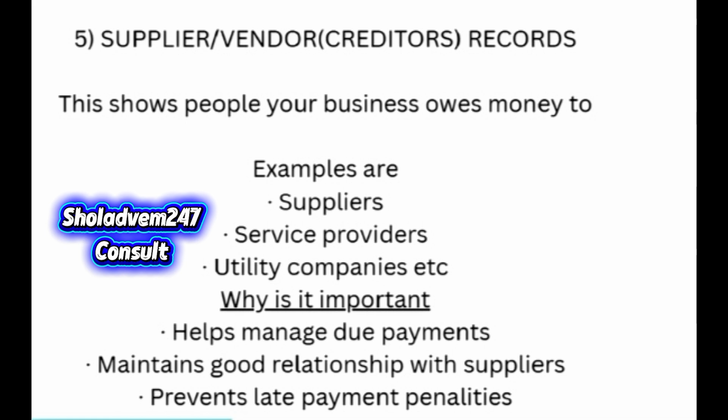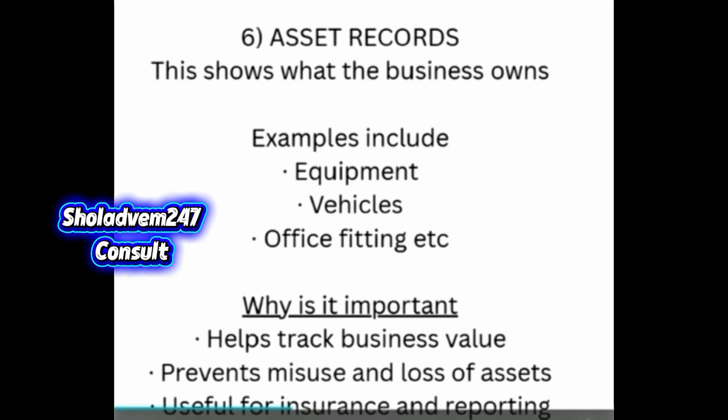And number 6 is asset records. Asset record is that kind of record that shows what the business owns. Examples include equipment, vehicles, office fittings, and so on and so forth. Why is it important? It is important because it helps to track business value. It also prevents misuse and loss of assets. And it's useful for insurance and reporting.